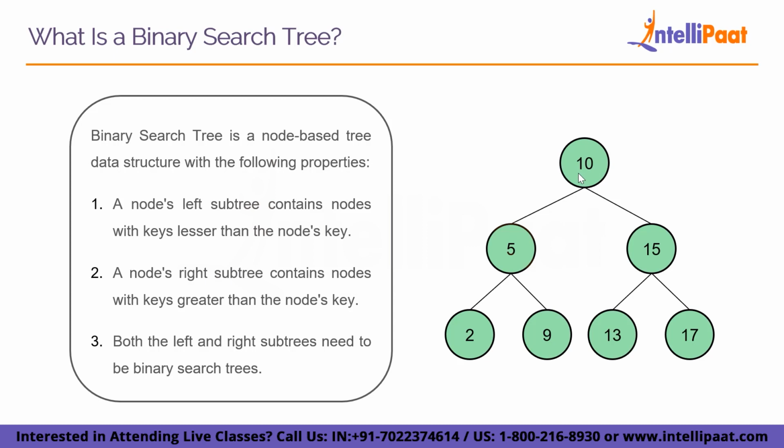So all the nodes having values lesser than 10 should be in the left subtree, and the nodes having values greater than 10 should be in the right subtree. So 5, 2 and 9 have values lesser than 10, and 15, 13, 17 are greater than 10. So these belong to the left side and these to the right side. The same applies to their subtrees as well. Like 2 is smaller than 5, so it's on the left side of 5, and 9 being greater is on the right side. And similarly, 13 is on the left of 15 and 17 on the right of 15.